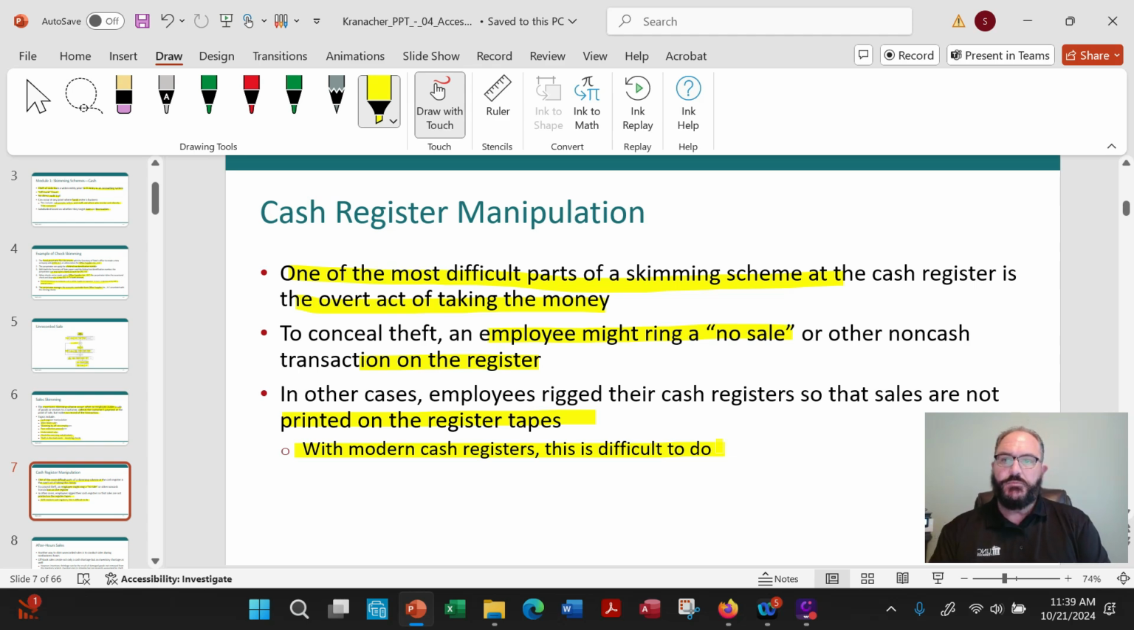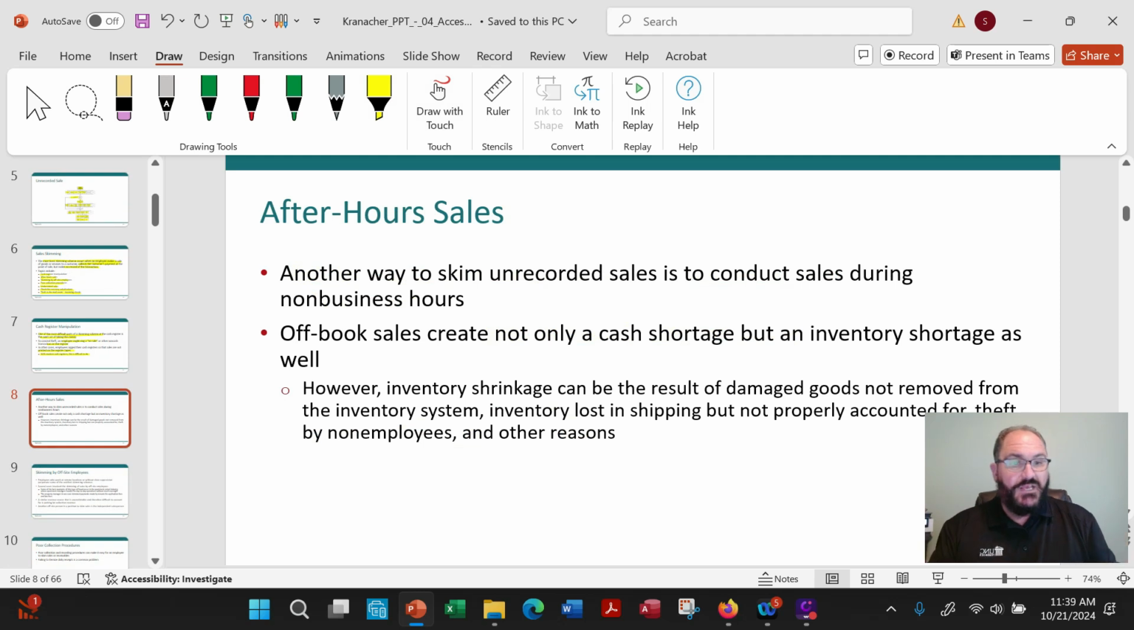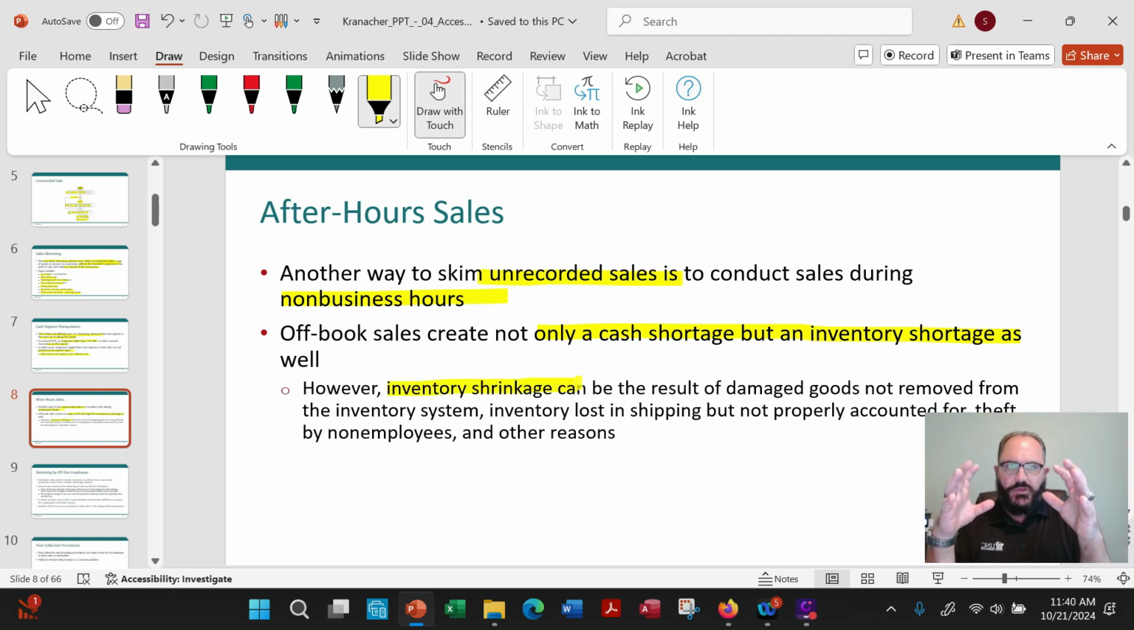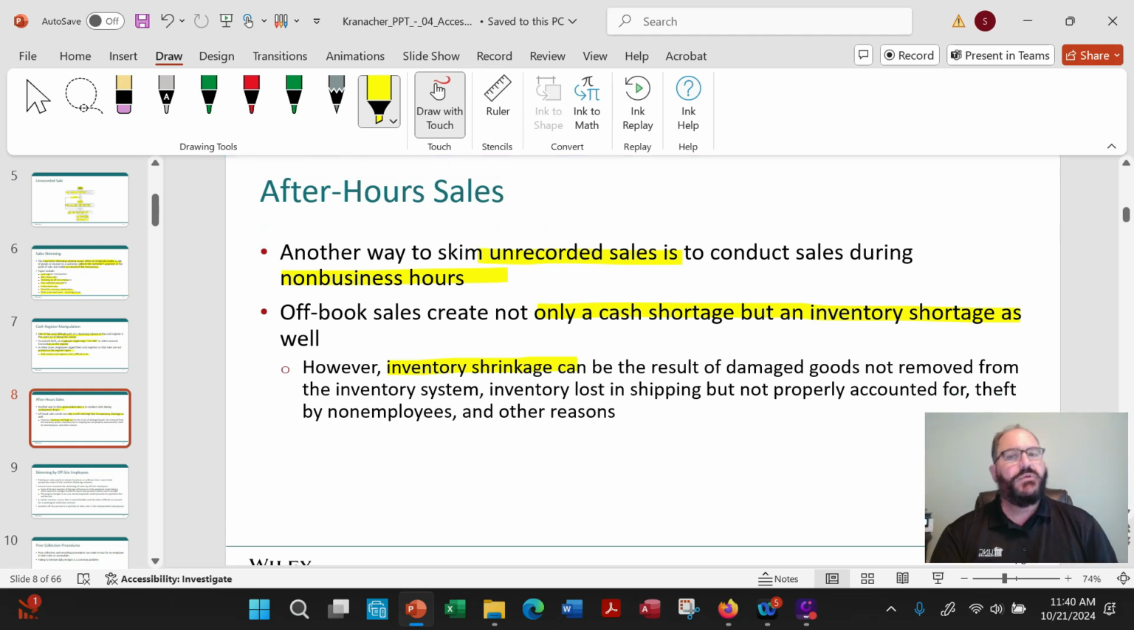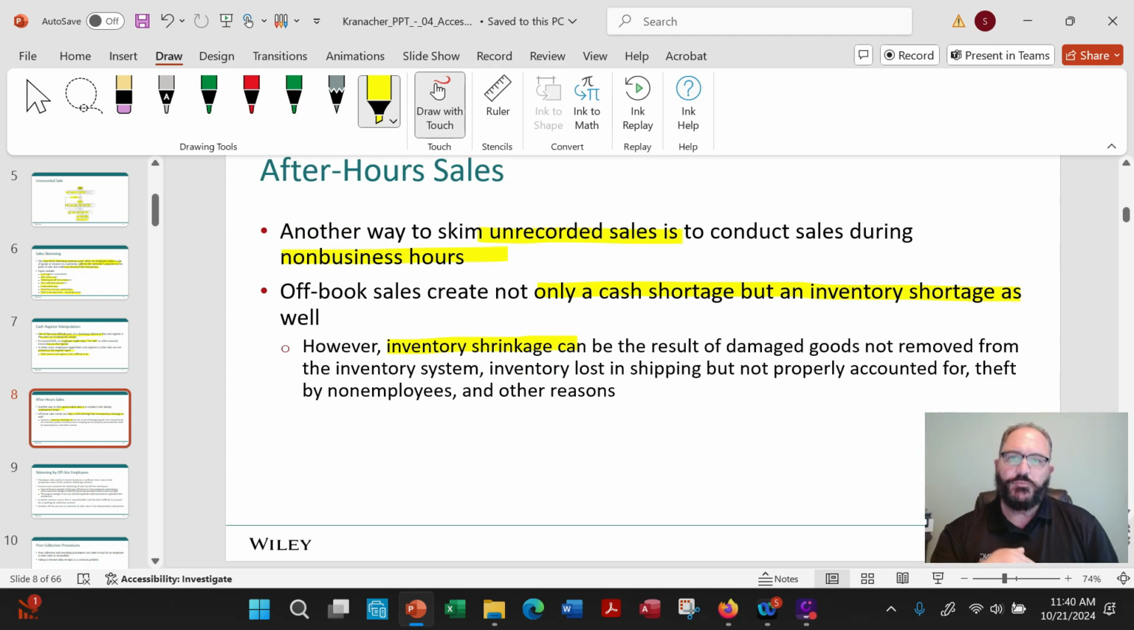That's cash register manipulation. After-hours sales are exactly what it sounds like. We skim unrecorded sales during non-business hours. So they create not only a cash shortage, but an inventory shortage as well. And then they have to hide that inventory shrinkage. Shrinkage is what happens when the inventory is stolen or otherwise lost. Again, there's all kinds of documentation they can do to hide that. So after hours, that's another way to do it. They do it basically when the business is not open.